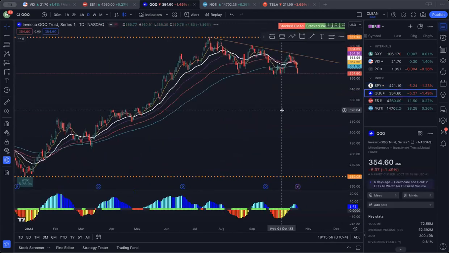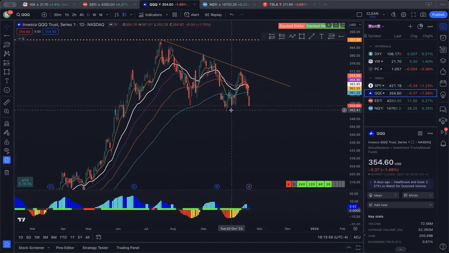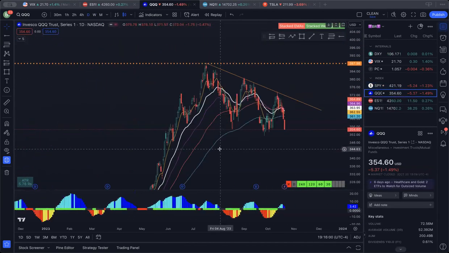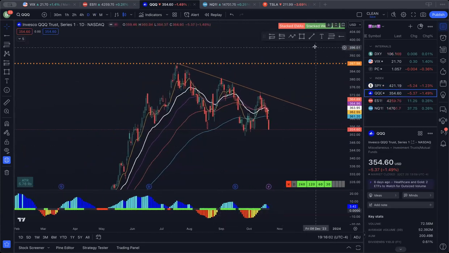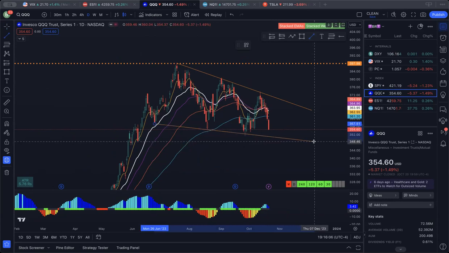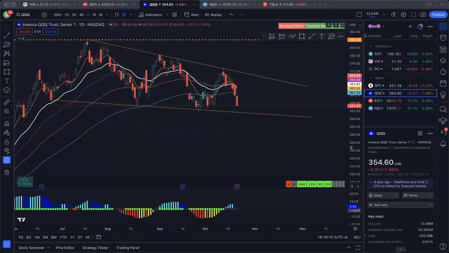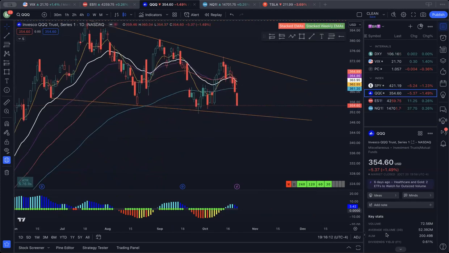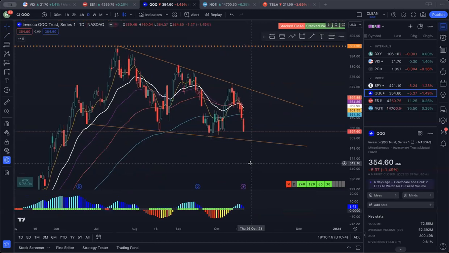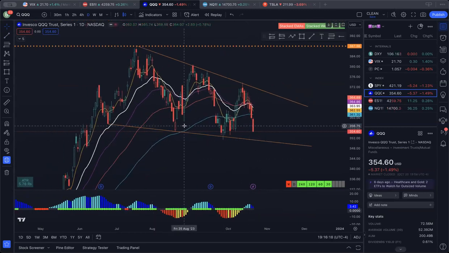And then as for QQQ, this one looked a lot better than SPY, but it's still falling apart just like SPY is. Whatever SPY ends up doing, the rest of the market is going to do as well. So I have to remain bearish on this name just because of the way SPY's chart looks.